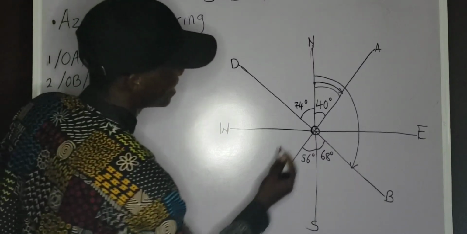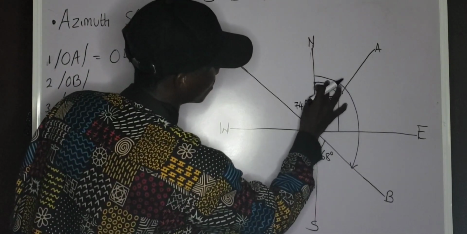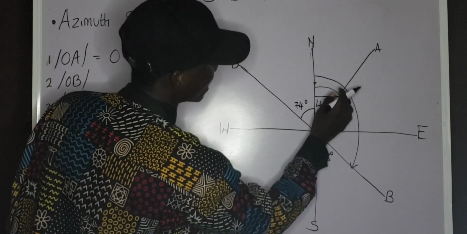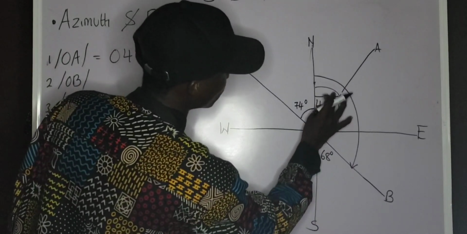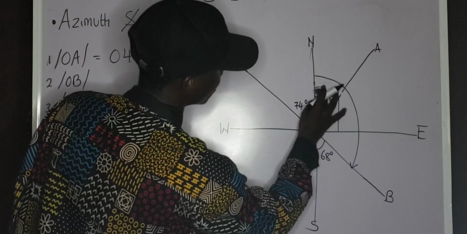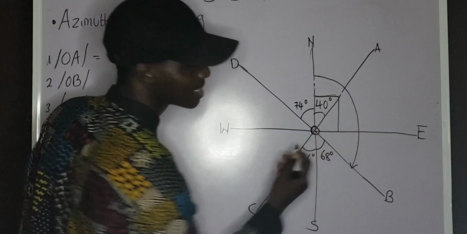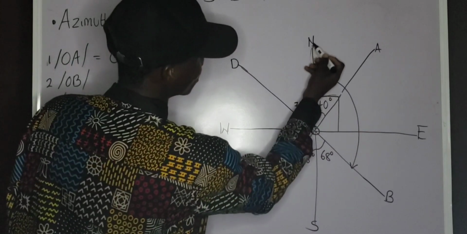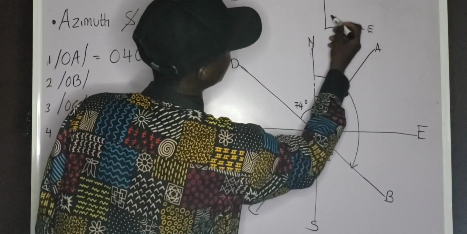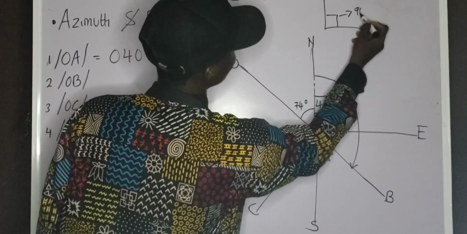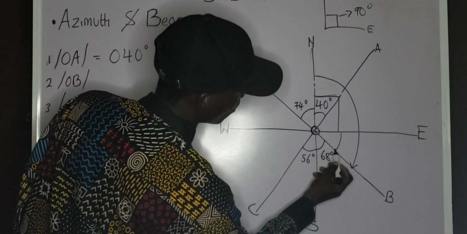Don't forget that this angle, let me clean this because we are done with line OA. We are dealing with line OB now, okay? Don't forget that this angle is what? 90 degrees. Do you understand? This north, if you have something like this, don't forget that this is like north east. So this angle is 90 degrees. But I don't know the value of this angle.